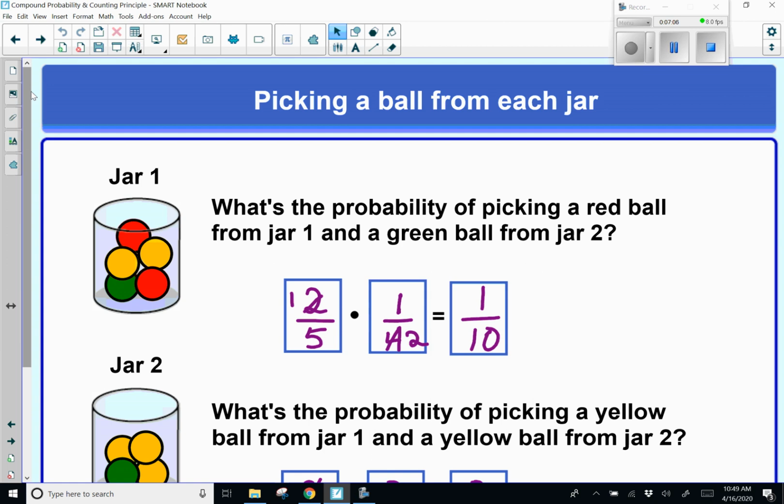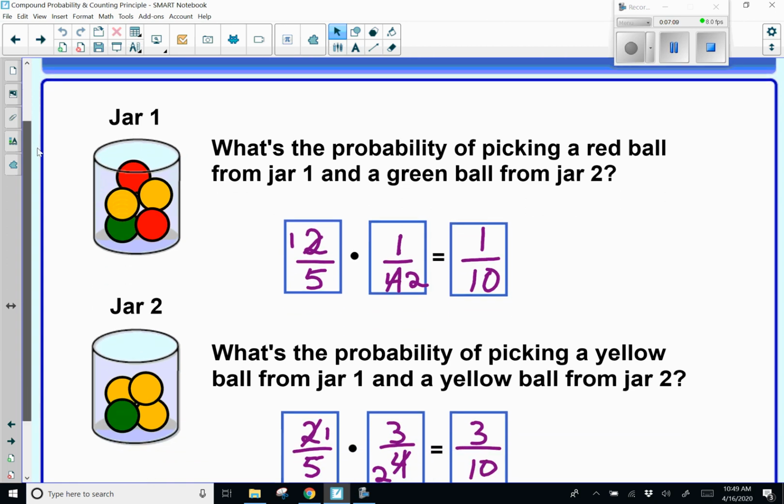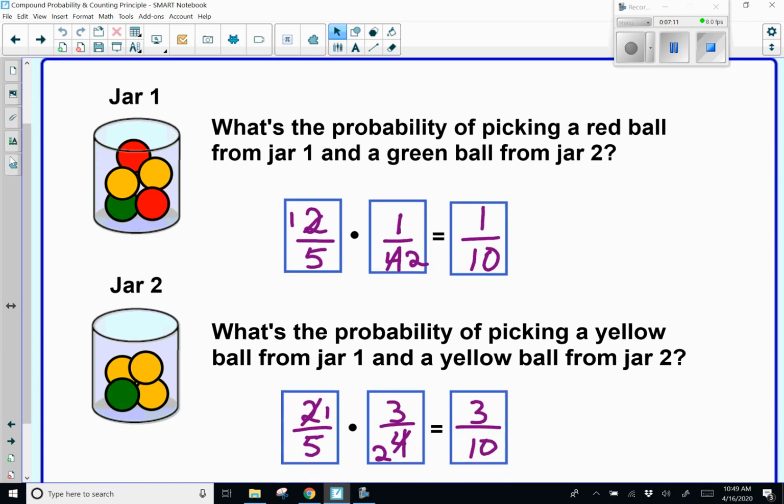Okay, picking a ball from each jar. What is the probability of picking a red ball from jar 1 and a green ball from jar 2? Notice the word "and," meaning compound probability, which means multiplication. So the red ball would be 2 out of 5, and a green ball would be 1 out of 4. I can cross simplify by 2. 2 divided by 2 is 1. 4 divided by 2 is 2. And that's going to leave me with a compound probability of 1/10. 1 times 1 is 1, and 5 times 2 is 10.